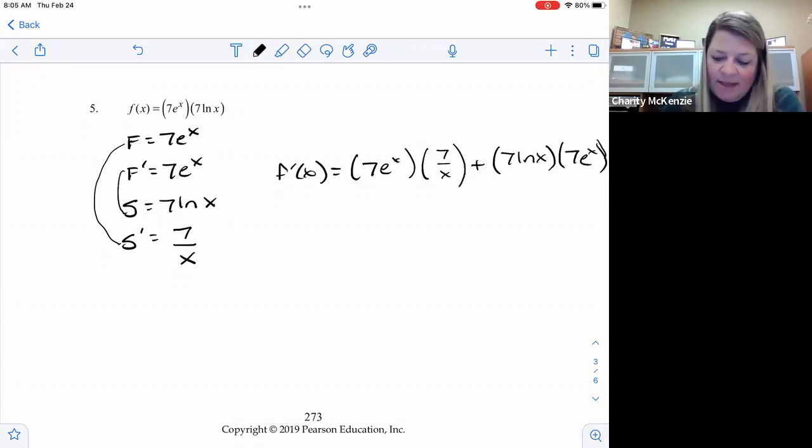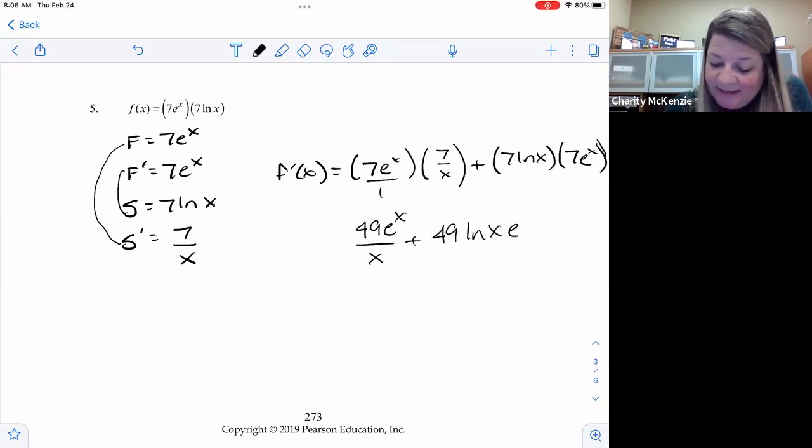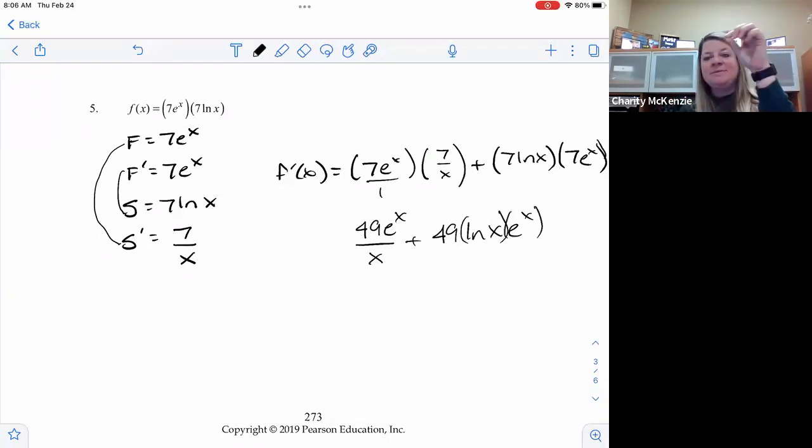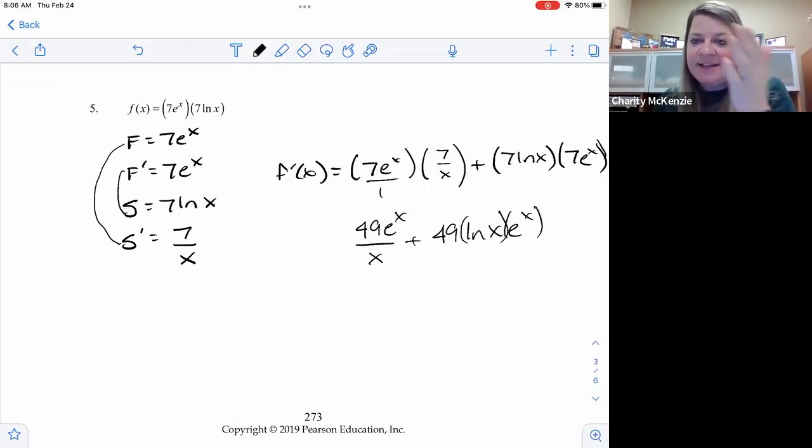I don't know that we can do much simplifying on this. You could think of this over 1. So 7 times 7 is 49 e to the x over x plus 7 times 7 is 49 natural log x e to the x. And you might want to keep your parentheses here or put a times symbol in between when you type them in, so that it's not saying natural log x e to the x in 1. Or you could write the natural log x at the end like we did with the other one. But this is our final derivative.